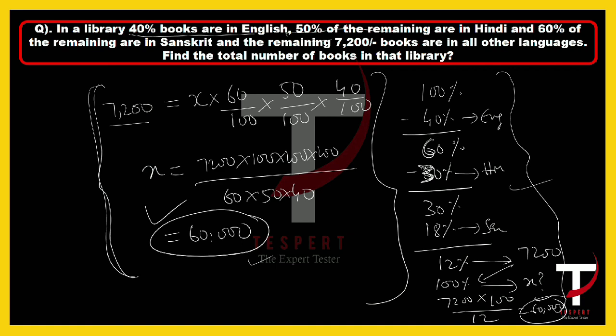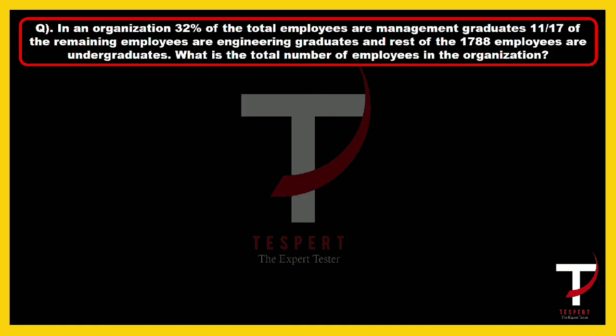In an organization, 32% of the total employees are management graduates, 11 by 17 of the remaining employees are engineering graduates, and the rest of the 1788 employees are undergraduates. What is the total number of employees in the organization? Okay, so total number of employees. What is the remaining, the rest of the employees? That means the remaining value is 1788. So let us assume the total number to be X. This is the same method as we followed till now.